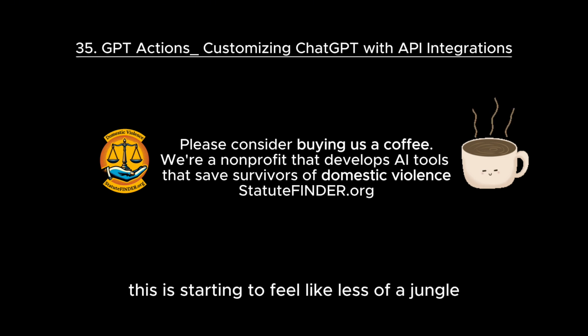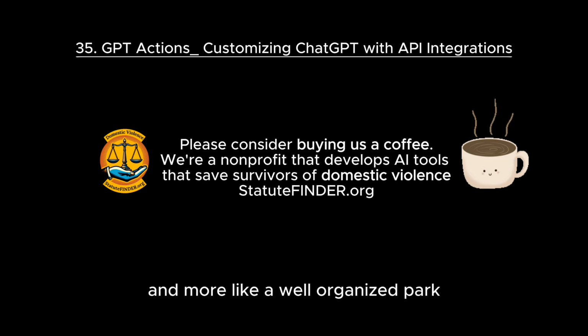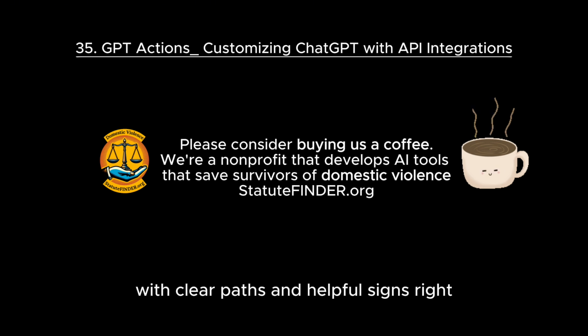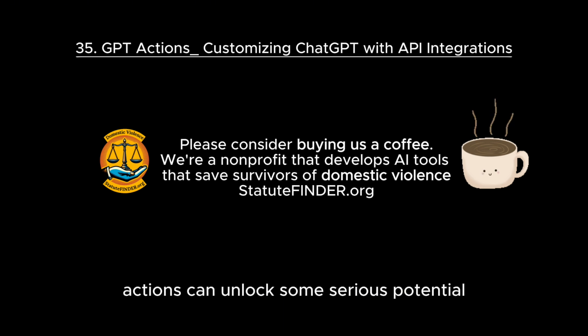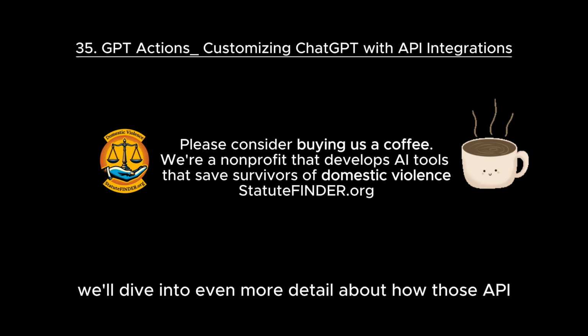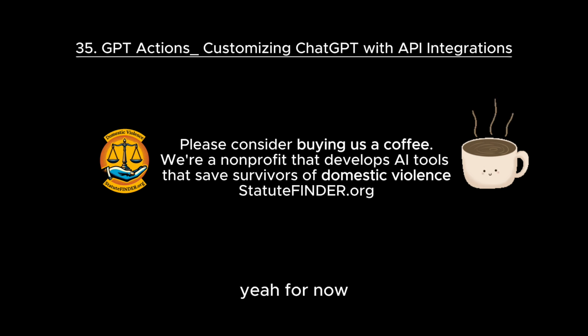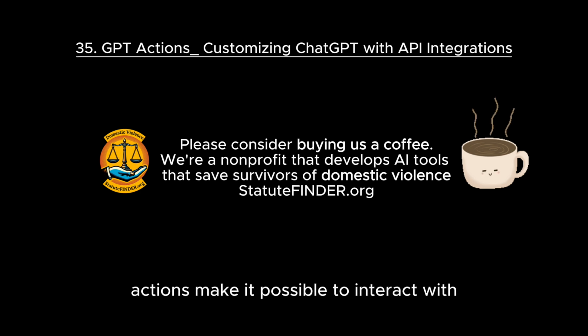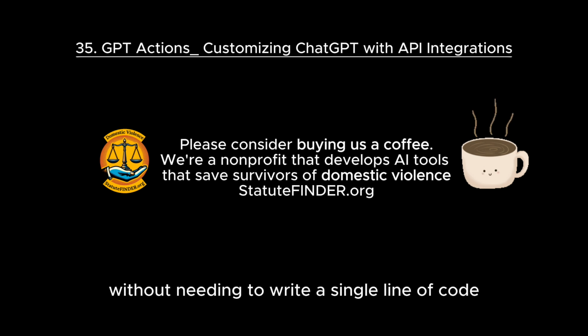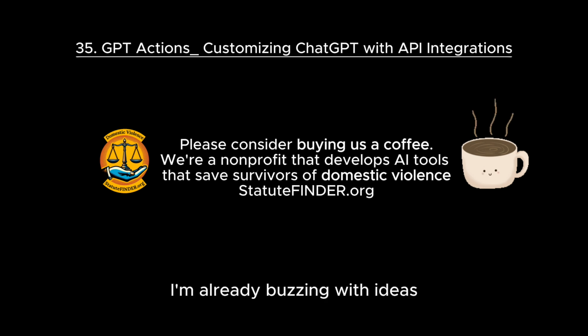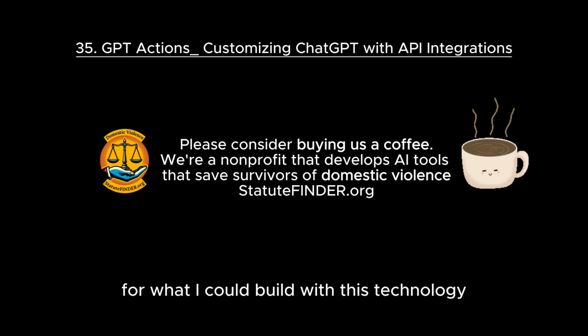This is starting to feel like less of a jungle and more like a well-organized park with clear paths and helpful signs. Right? I'm really starting to see how GPT actions can unlock some serious potential. And this is just scratching the surface. We'll dive into even more detail about how those API calls work in the next part of our deep dive. But for now, the key takeaway is that GPT actions make it possible to interact with all sorts of external tools and services without needing to write a single line of code. I'm already buzzing with ideas for what I could build with this technology.